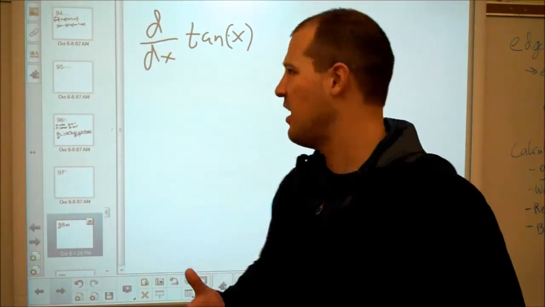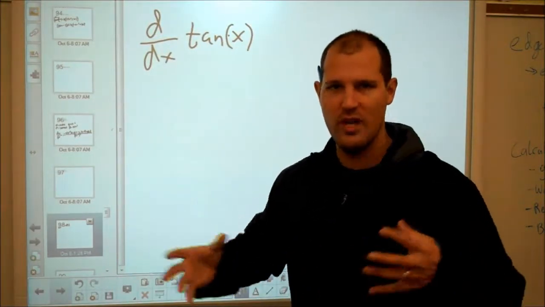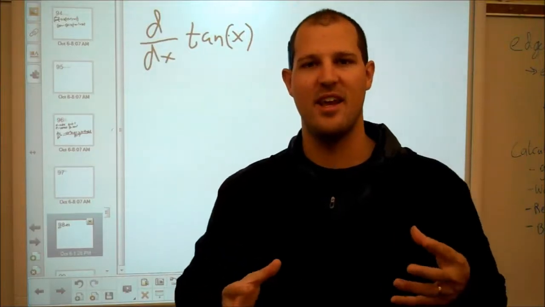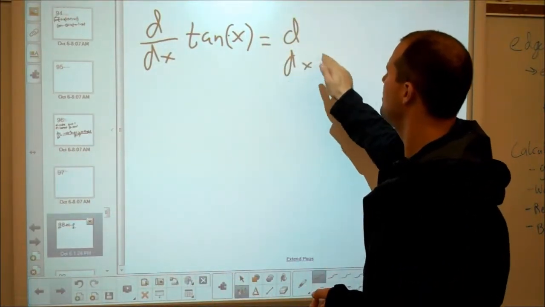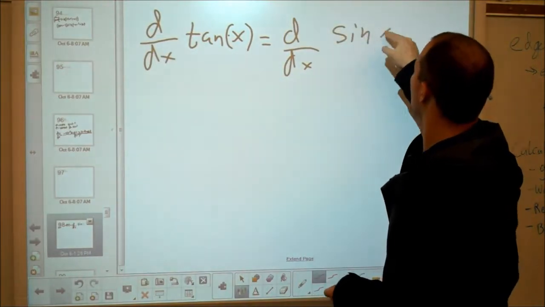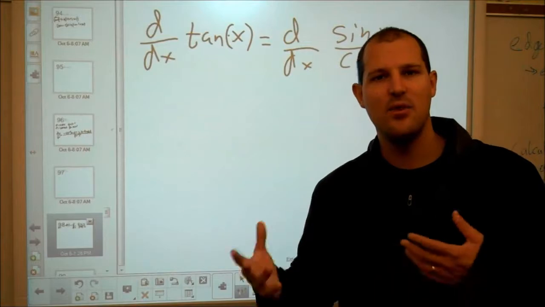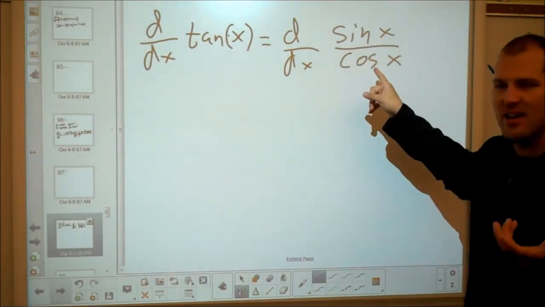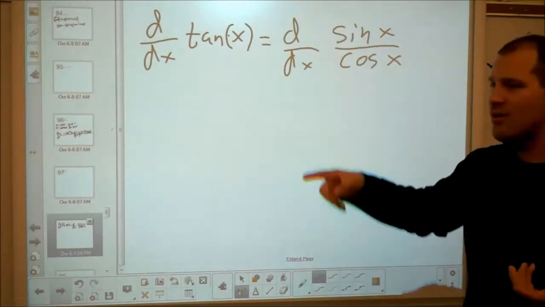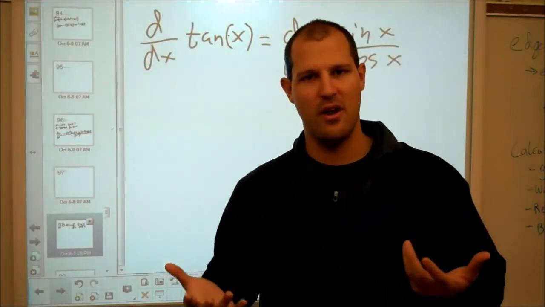Well, let's start by thinking about what we know tangent to be. Because tangent isn't just tangent. We can actually break that down into different things, like sine over cosine. Remember, tangent is just sine over cosine. And so if we know that, now we can say, hey, I know how to take a derivative of sine, I know how to take a derivative of cosine, and I know those are a quotient, so tangent actually requires the quotient rule to figure out the derivative.